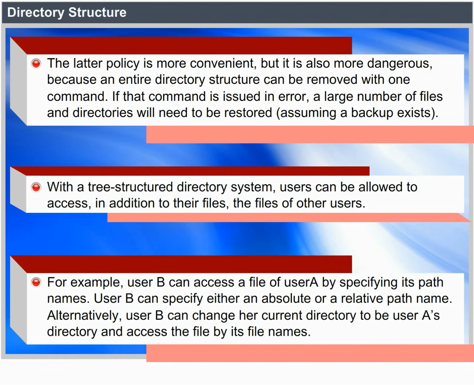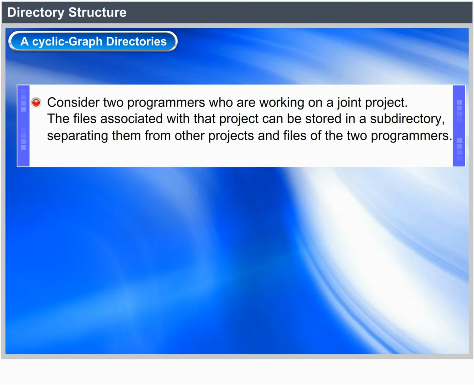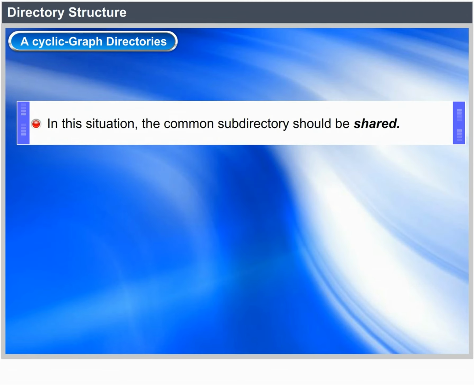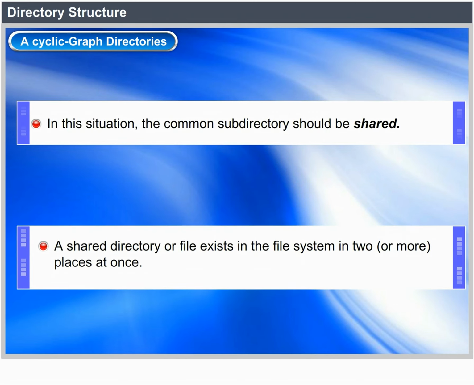Acyclic graph directories. Consider two programmers who are working on a joint project. The files associated with that project can be stored in a subdirectory, separating them from other projects and files of the two programmers. But since both programmers are equally responsible for the project, both want the subdirectory to be in their own directories. In this situation, the common subdirectory should be shared. A shared directory or file exists in the file system in two or more places at once. A tree structure prohibits the sharing of files or directories.